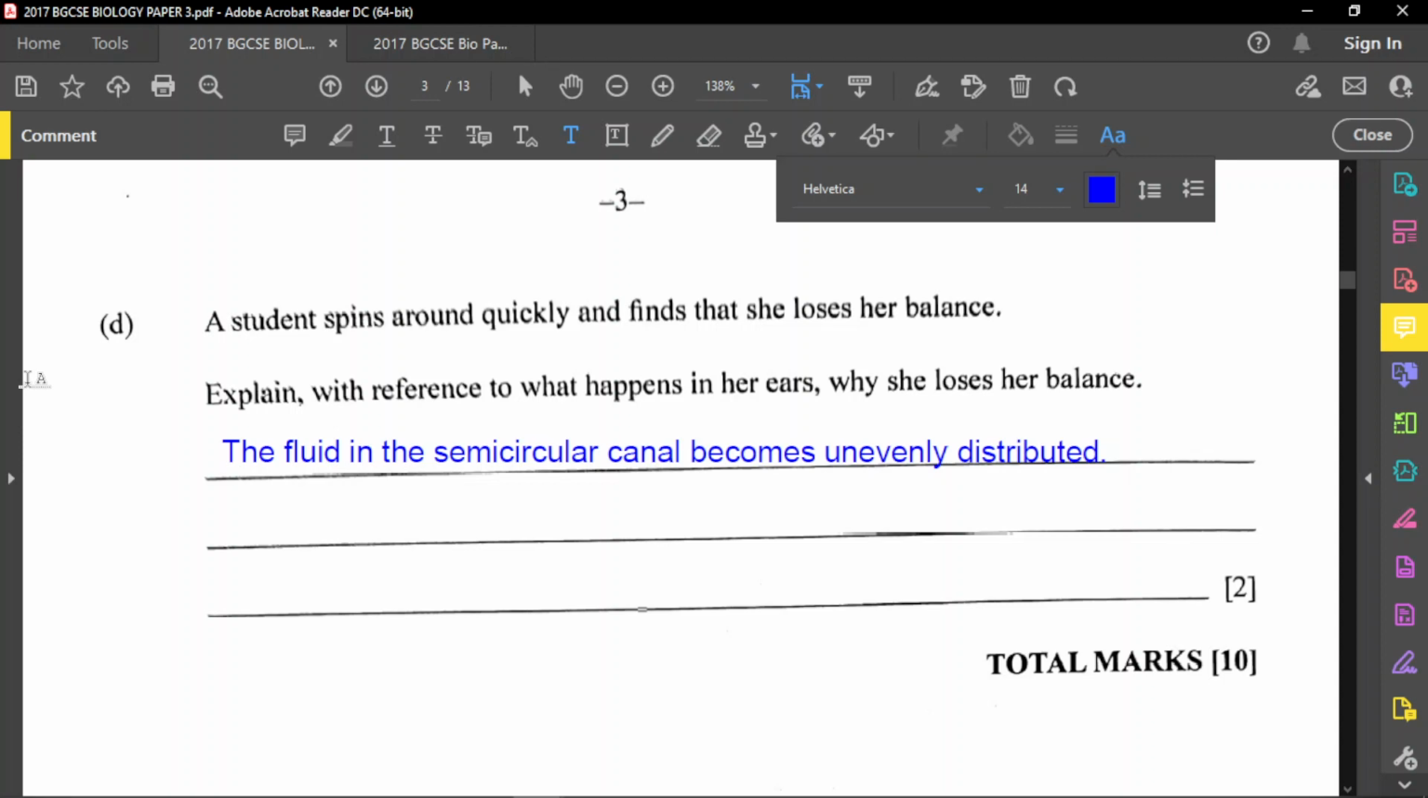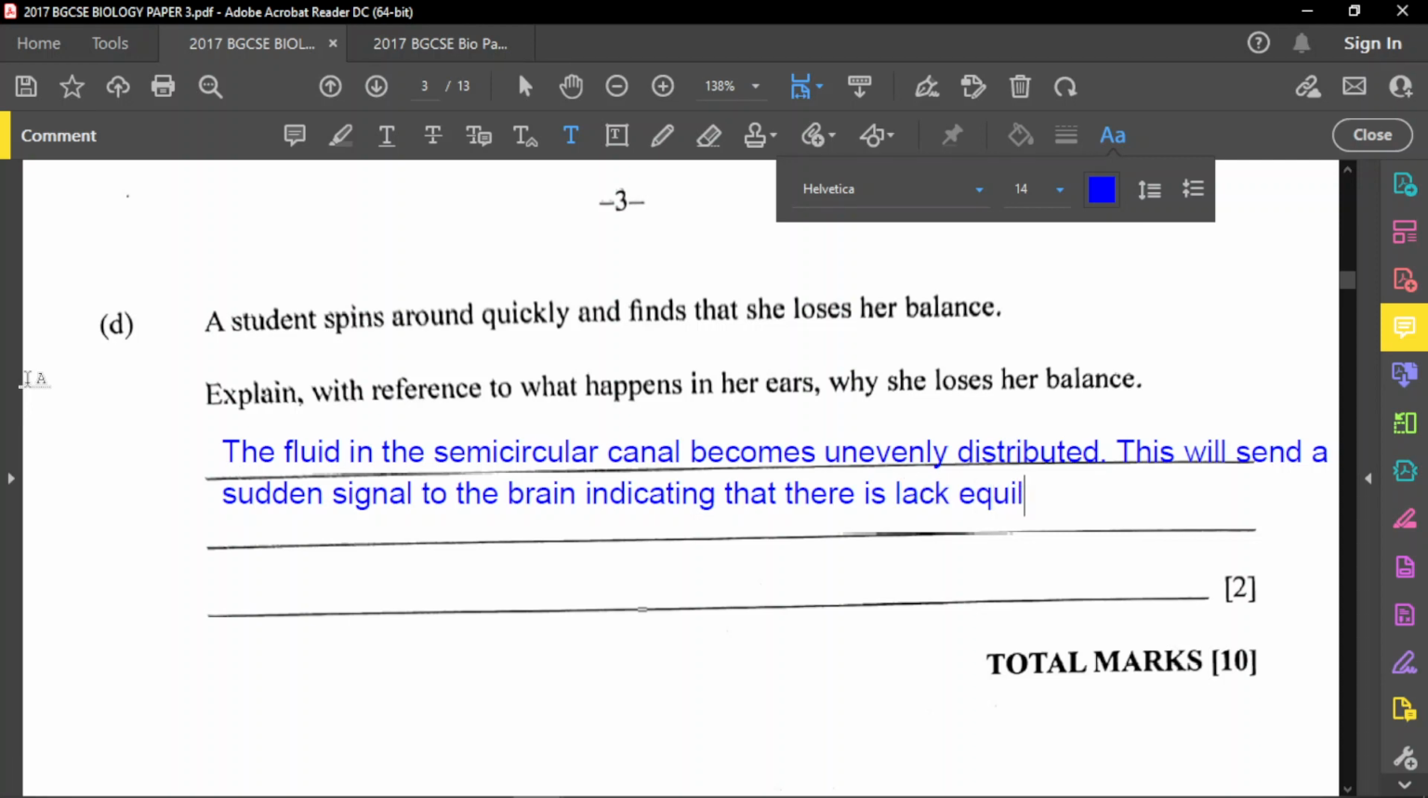And so as a result, this will send a sudden signal to the brain, indicating that there is, let's say, lack of equilibrium. So the fluid is no longer in equilibrium, so of course you're going to create some imbalance.